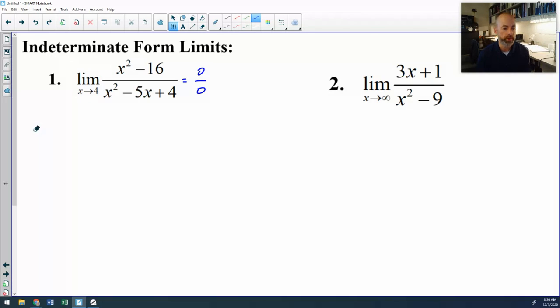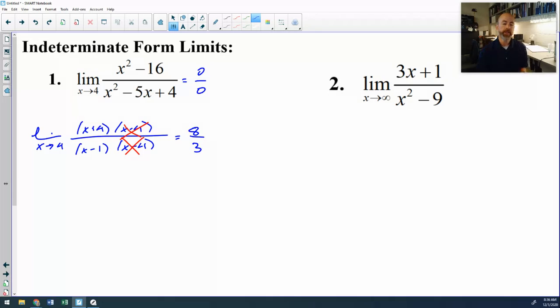What we did was, in this case, we could factor. As x approaches 4, we would factor the top: x plus 4, x minus 4. The bottom would factor to x minus 1, x minus 4. And 0 divided by 0 used to mean, and it still does to an extent, that something should cancel on top and bottom, and I do cancel the x minus 4s. At that point, I can substitute my 4 for x again. 4 plus 4 is 8. 4 minus 1 is 3, and that would be your answer.